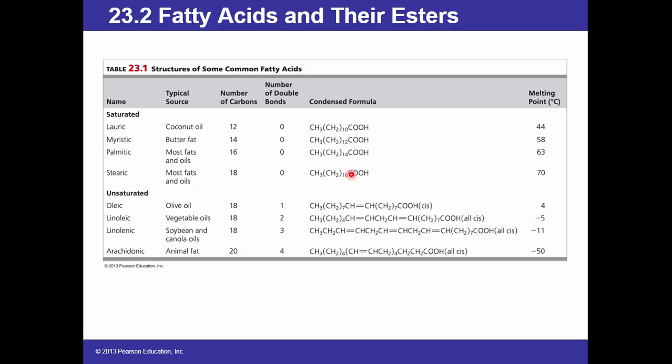For example, you can also compare stearic 18:0, oleic 18:1, linoleic 18:2. All of them have the same number of carbons, but this is 0 double bonds, this is 1 double bond, this is 2 double bonds, and you see again there is a decrease in the melting point with increasing number of double bonds, as you can see.